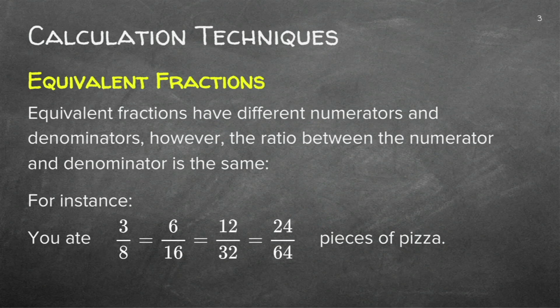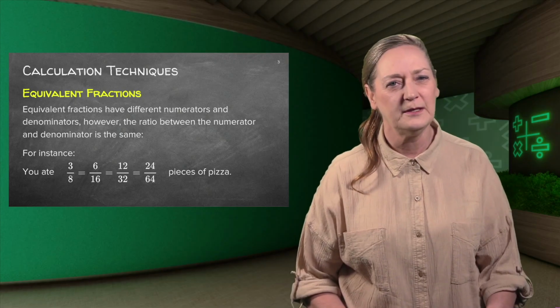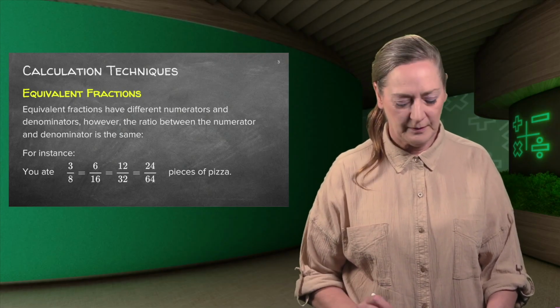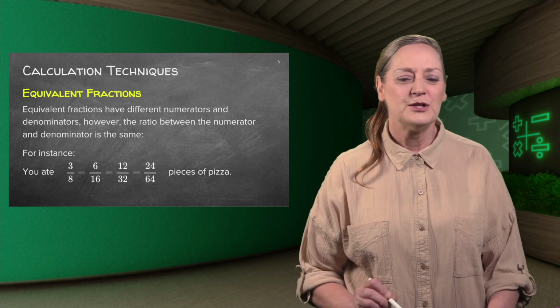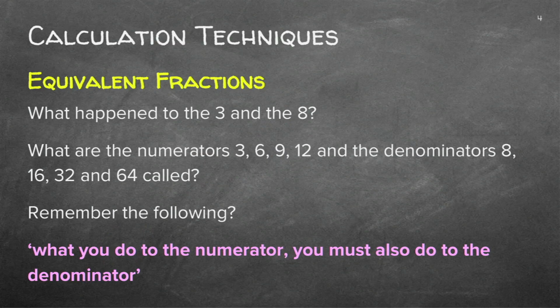Now, equivalent fractions, it's very important right through your high school mathematics career to always simplify your fractions. So we have an infinite number of equivalent fractions to 3/8, but you have to simplify it so that your answer in the end is 3/8. So equivalent fractions have different numerators and denominators, but the ratio between the numerator and the denominator is always the same. So when you divide here with 3 and when you divide here with 8, you will always end up with 3/8.